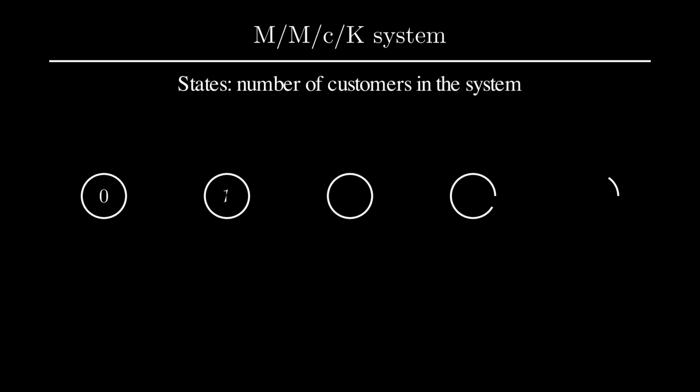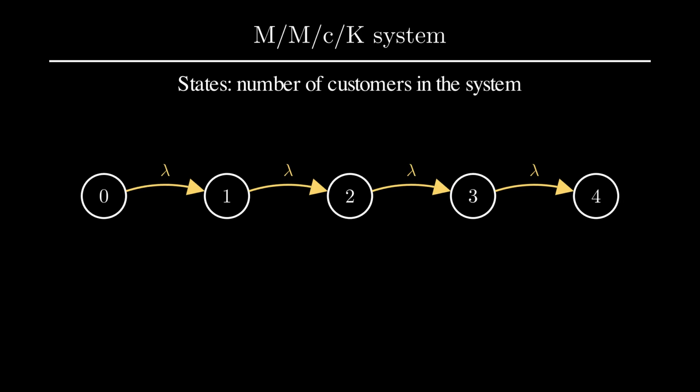We represent the system with a Markov chain. Each state k is the number of customers in the system right now, from 0 up to K. Arrivals occur with intensity lambda in every state where there is space left. Note that lambda is constant. Poisson arrivals do not care how full the system is.